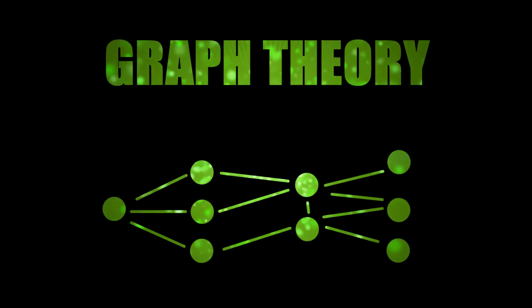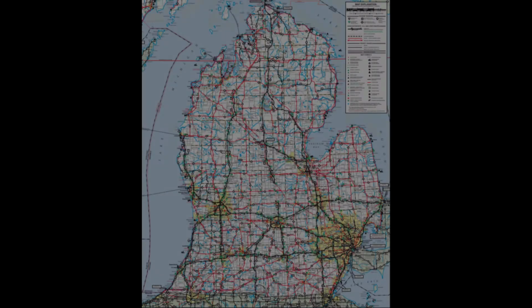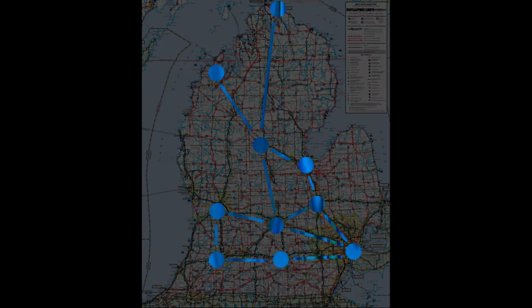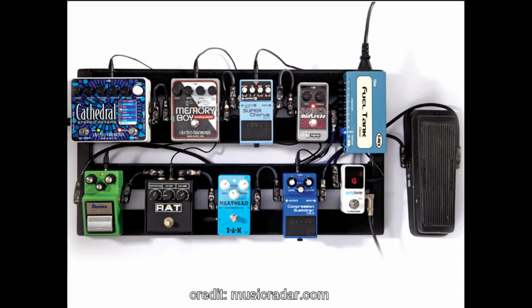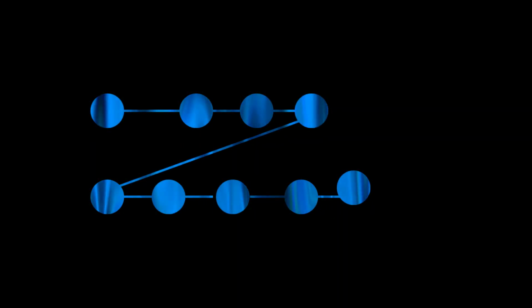In math, graph theory is the study of connections between objects. In the general case, the objects are referred to as nodes, and the lines connecting them are referred to as edges. Let's take a map of interstate highways in my home state of Michigan. In graph theory, the cities would be represented as nodes, and the highways would be represented as edges. Let's take a look at a guitarist's pedal board. The pedals can be represented as nodes, and the cables can be represented as edges.